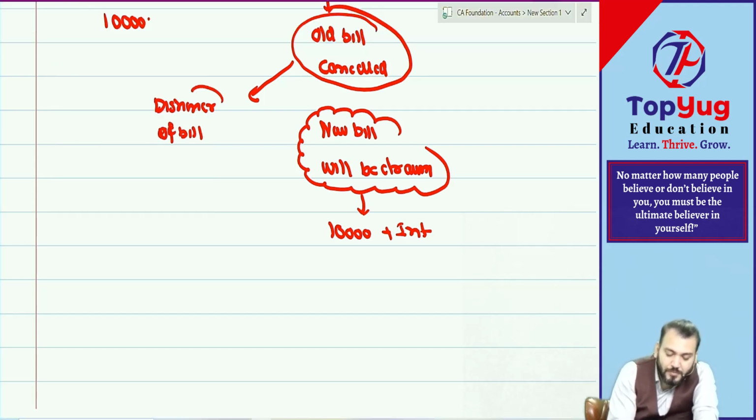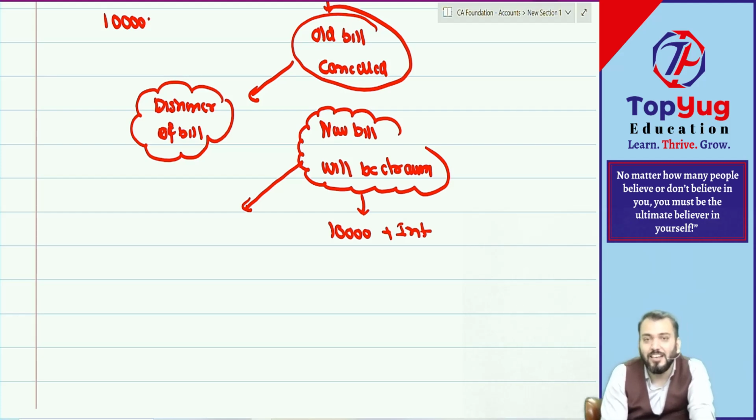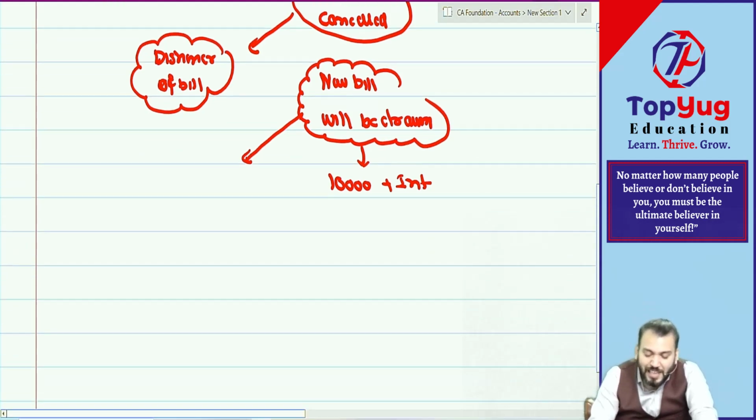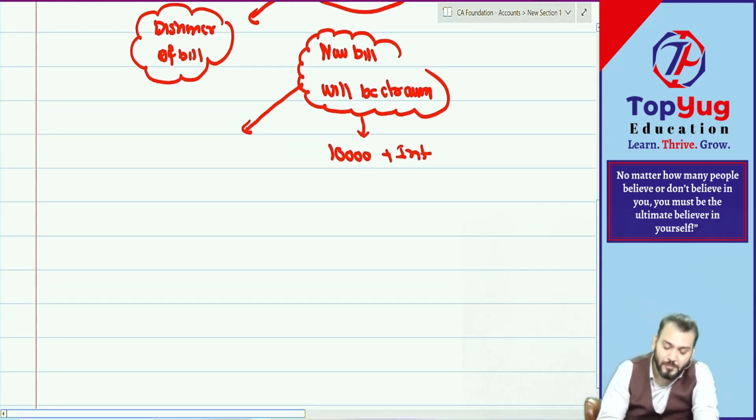And then a new bill is drawn. We will pass a journal entry for the new bill drawn. Correct, that we also know. Only we need to understand how to calculate the interest amount. So can I say interest amount will be calculated on the outstanding amount? So first we need to find out what the outstanding amount is.